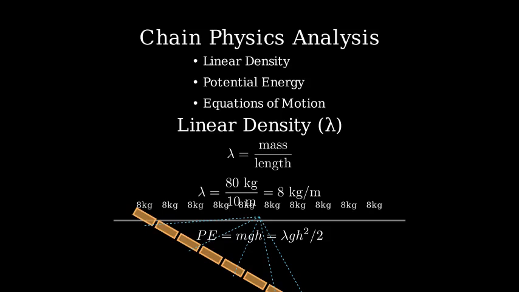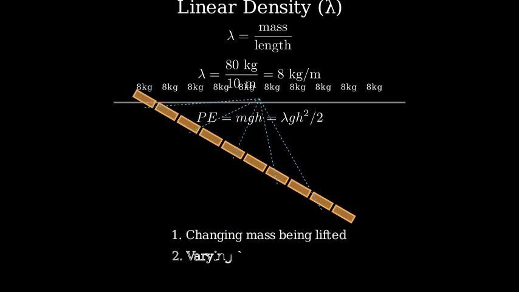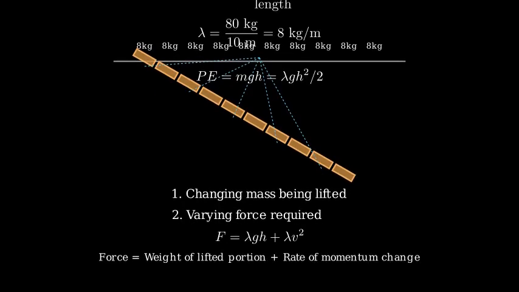When analyzing the motion of lifting the chain, we need to consider two key aspects: the changing mass being lifted and the varying force required. The force required at any point is equal to the weight of the lifted portion plus the rate of change of momentum of the chain being lifted.